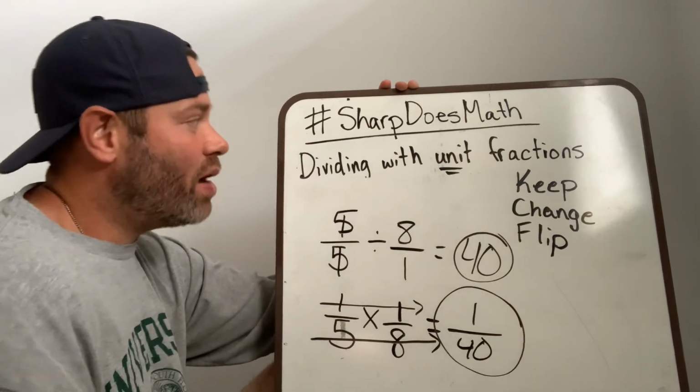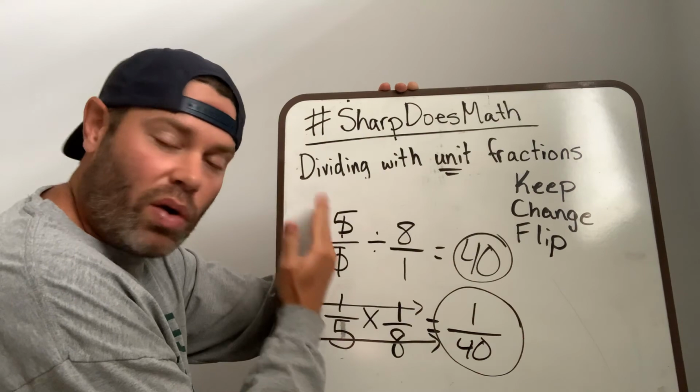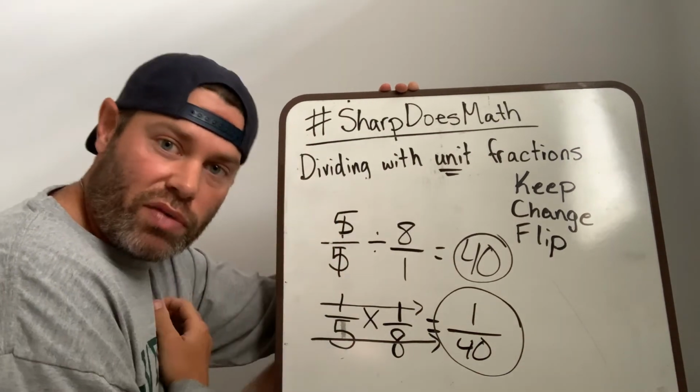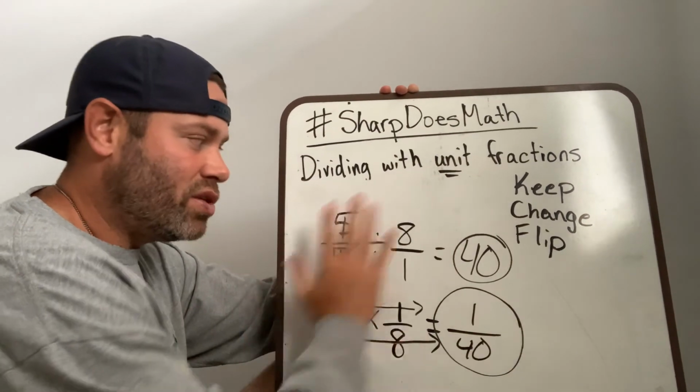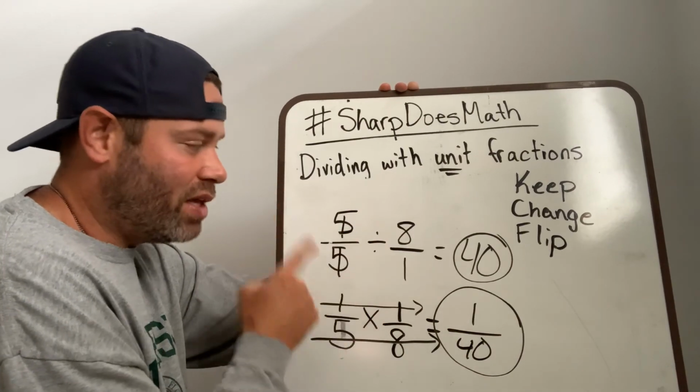And that is how you divide with unit fractions, with the whole number first or with the unit fraction first. You always do the same steps. Remember, put your whole number over 1, and then keep, change, flip.